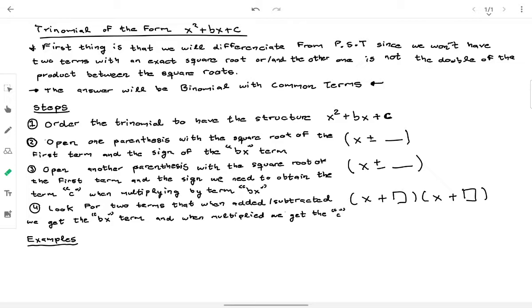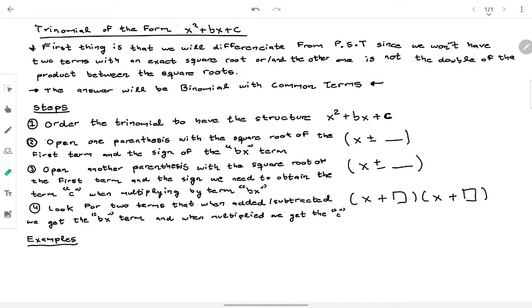But in this case, we can have a third term that doesn't have an exact square root, and maybe the middle term is not the double product between the square roots of the first and the third term. So that's how we can check if our trinomial can be a perfect square trinomial. If not, maybe it can be a trinomial of the form x² plus bx plus c.